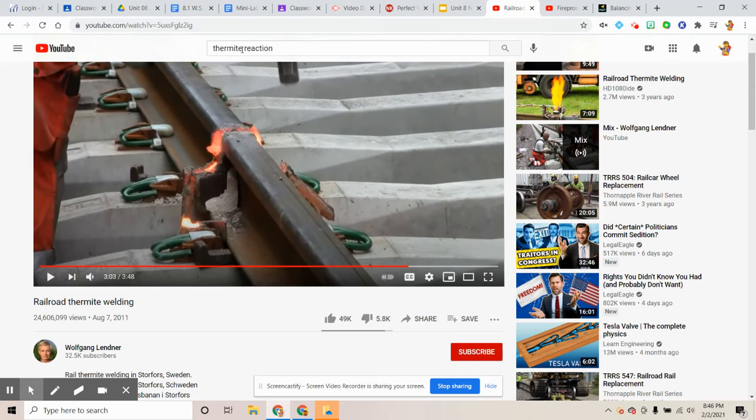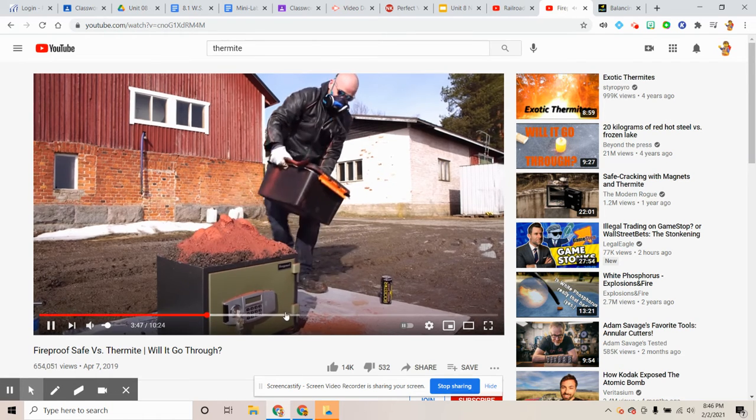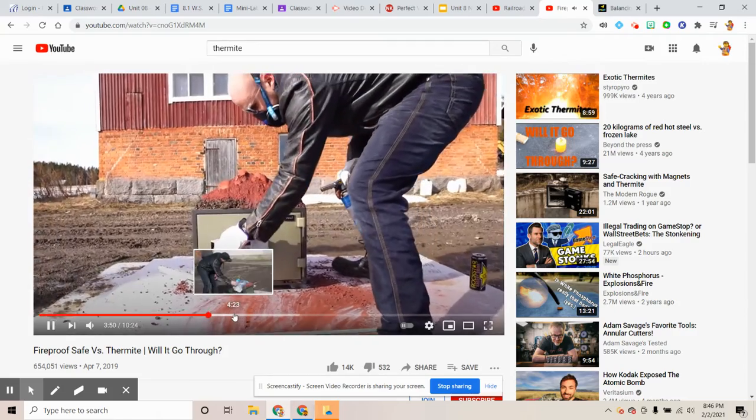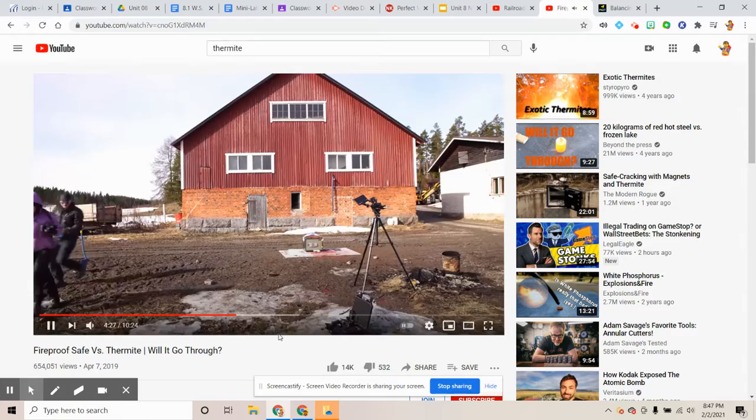By the way, this is the thermite reaction. If you're interested in looking up a bunch of thermite reactions, they're really super cool. This internet guy sees if he can melt through a safe with a bunch of thermite. All right, let's see what happens here. Okay, so there we go. He lights the fuse and he runs away because this is real dangerous.